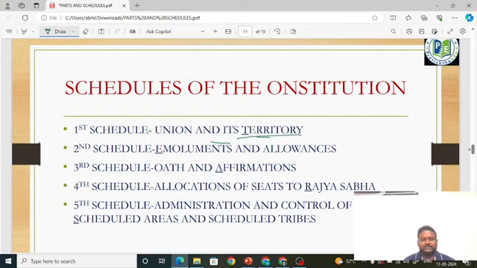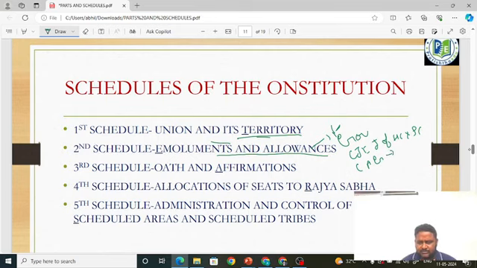When it comes to second schedule, very important friends, emoluments and allowances. Emoluments and allowances of whom? Of president, of governor, of Chief Justice of India and judges of High Court and Supreme Court. Of Comptroller and Auditor General. You should learn who the person is, what the person is doing, what the functions are. Everything you will learn.